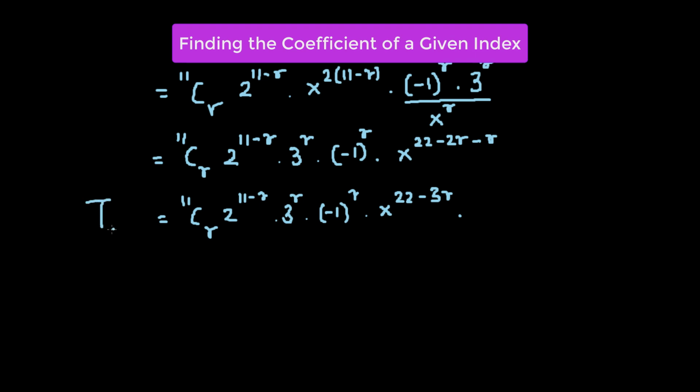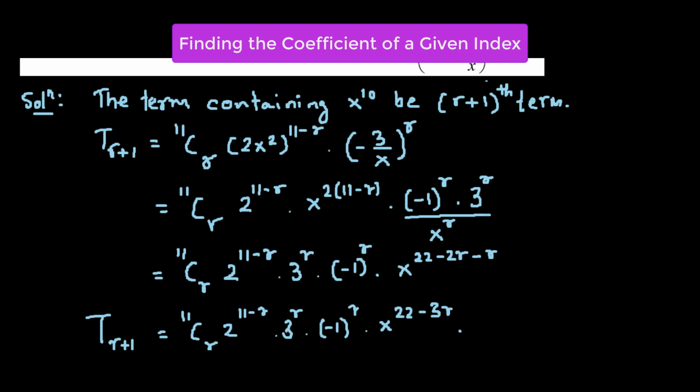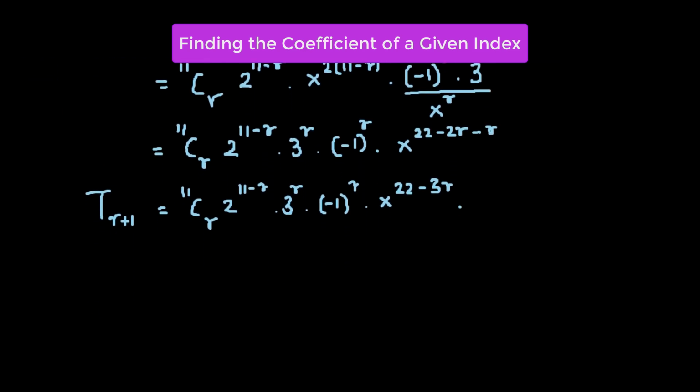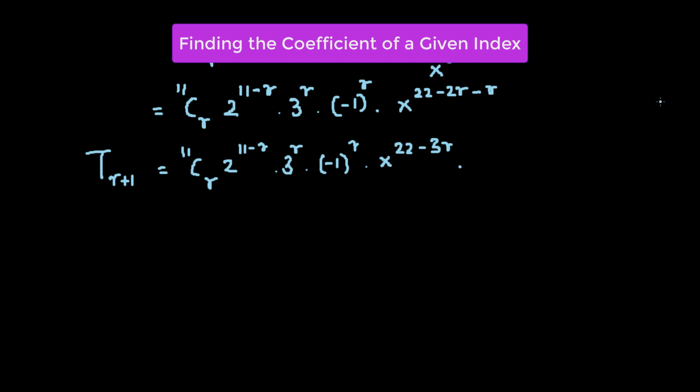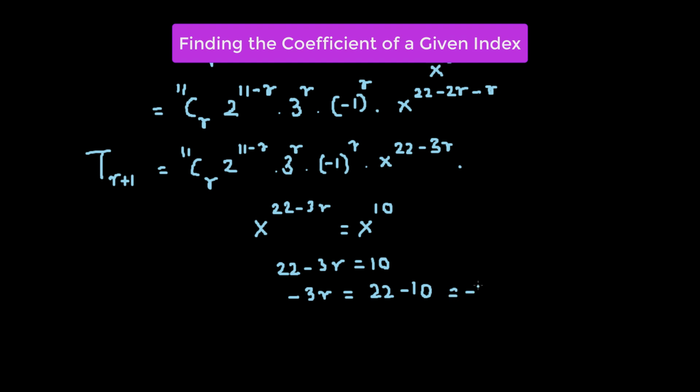Now we have to find out this T r plus 1. We have to find out the term containing x to the power of 10. So in order to find that, we will make the assumption that x raised to the power of 22 minus 3r is equivalent to x raised to the power of 10. So this will help us to find out the value of r. So we equate the exponents to get 22 minus 3r equals 10. We have negative 3r equals 22 minus 10, which gives us negative 12. We multiply both sides by negative 1 to get 3r equals 12, which gives us r equals 12 over 3, which is 4. So this is the r value.